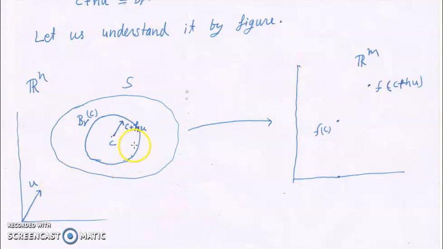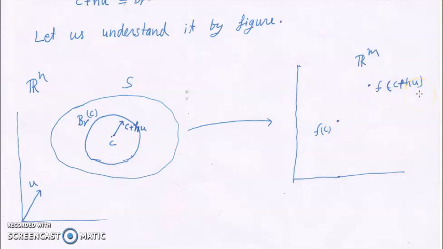So what we have done is that I have taken h so small that C plus hu remains inside the ball. Why does it remain inside the ball? Because the function is defined over S, and if C plus hu is inside the ball, it will be inside the domain S. So h is a very small quantity. Now if I see its image, suppose this we denote by Rm. So there is a point f(C) and there is a point f(C plus hu).